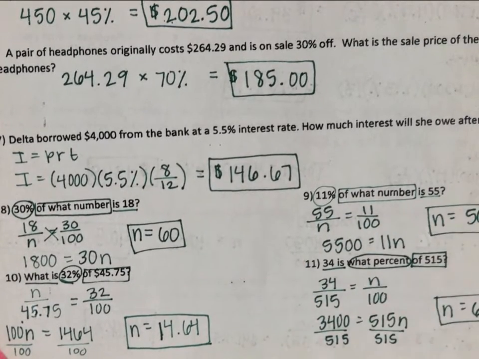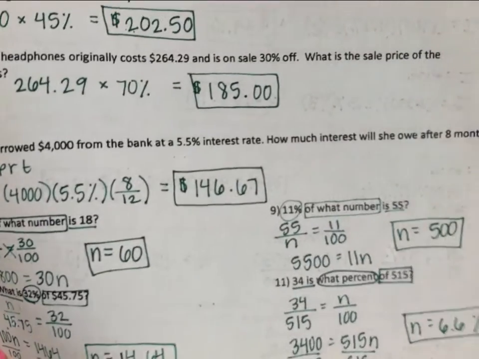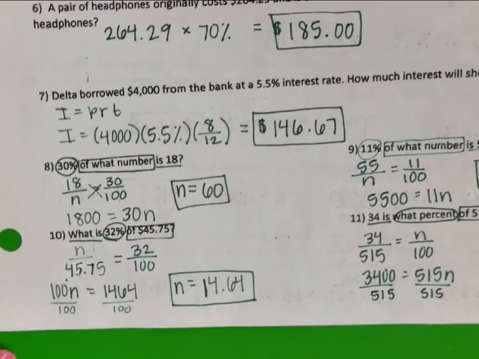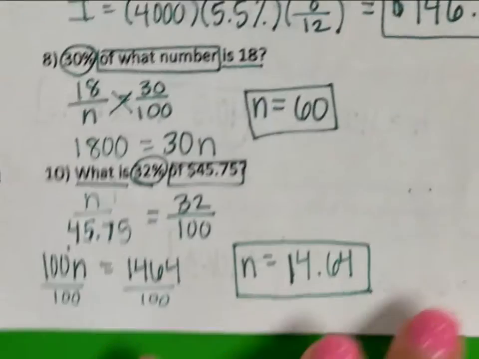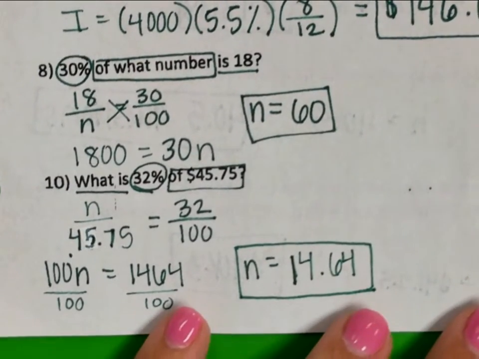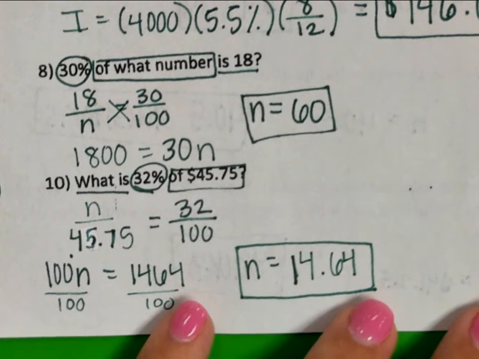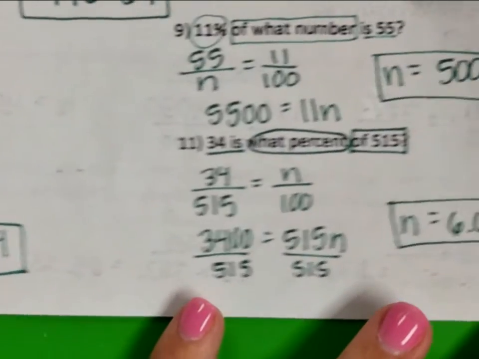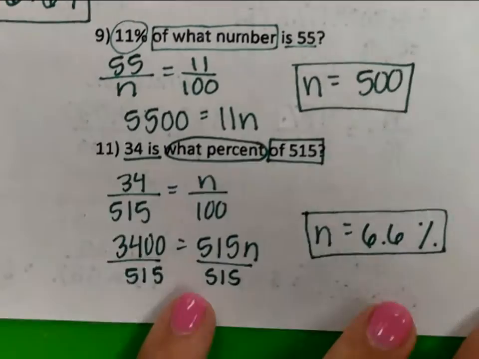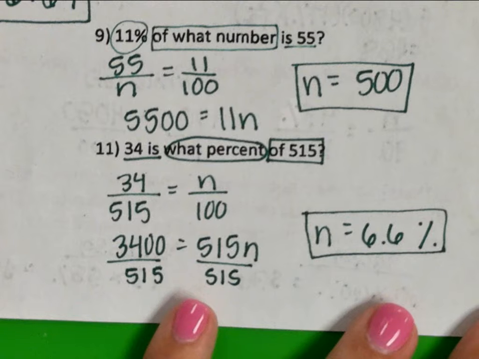Questions on those so far? Okay, our 8 through 11, that's our percent proportion, our is over of. So number 8 and 10. 8 is 60. 10 is 14.64. Good. 9 and 11, 506.6%. Any questions on that first page? Good so far?